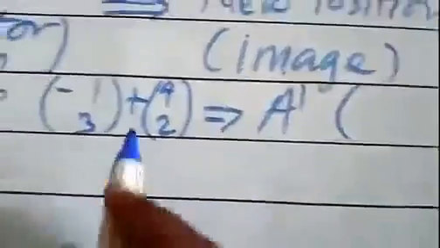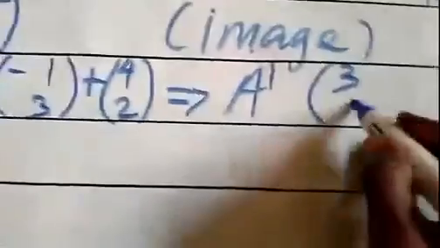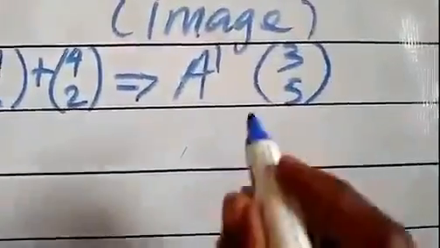The image of A will be A prime. So A maps onto A prime, and -1 plus 4 is 3, and 3 plus 2 is 5. That means we have A prime as (3,5).